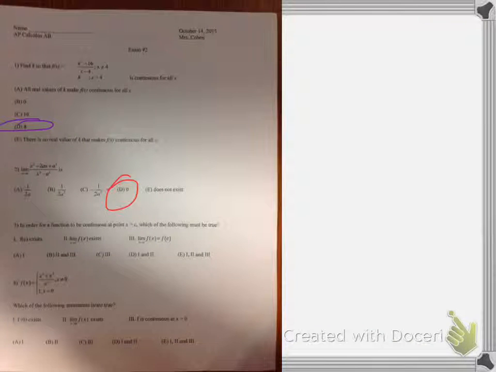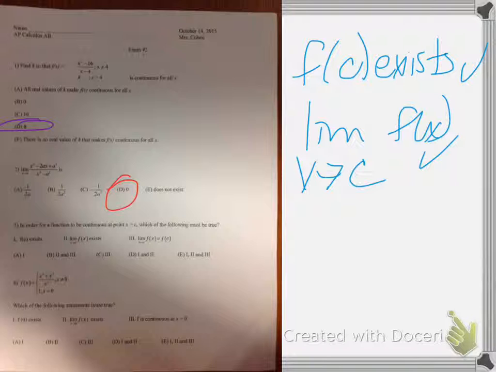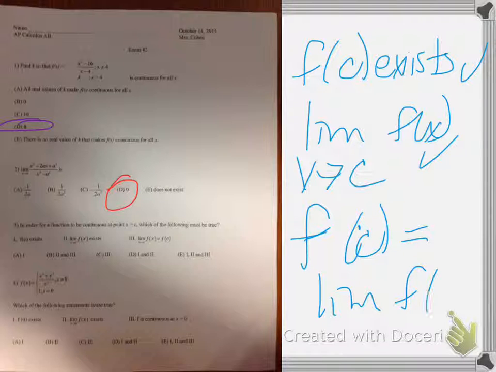Okay, question number 3 was just asking you a general question about what must be true about continuity. The first one says that f of c exists, and that is definitely true. That has to happen if it's continuous. And then the limit of f of x as x approaches c exists, and that definitely needs to be done. That was step 2. And then the third step is that f of c equals the limit of f of x as x approaches c. We all know that's true. So it was all 3 of them, 1, 2, and 3. So that was choice E.